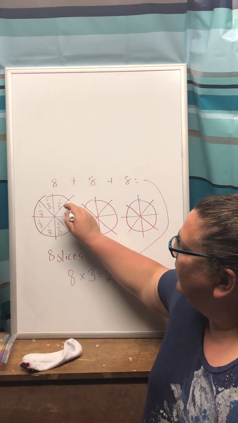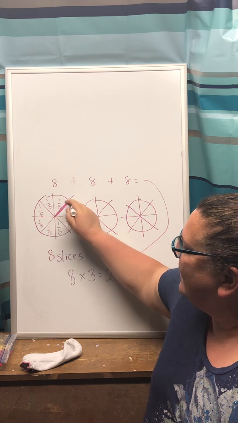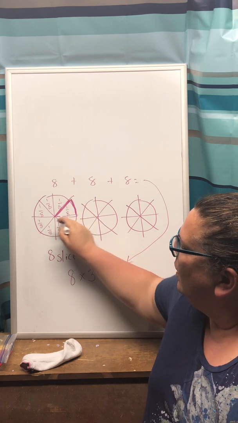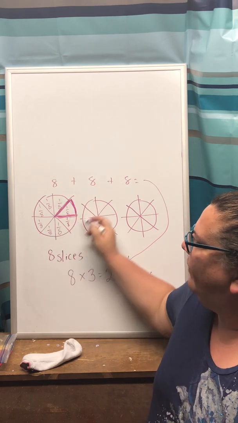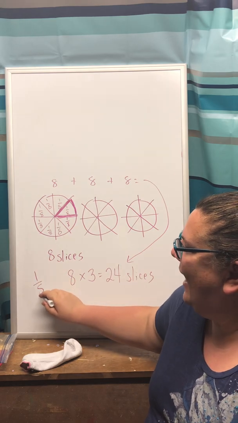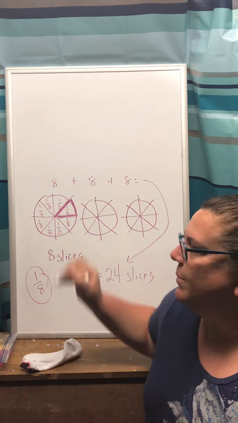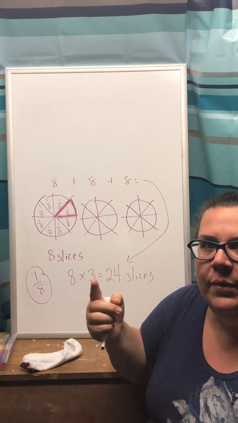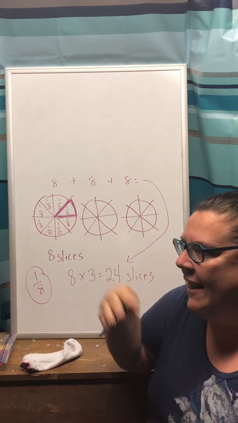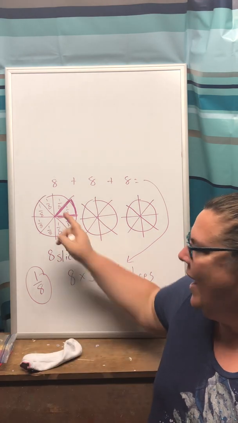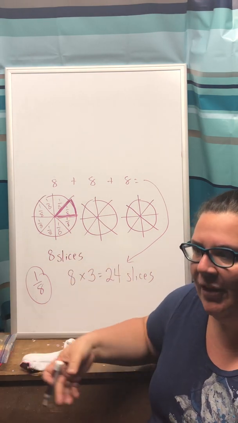So if I only took out this one piece, that fraction obviously is 1/8 of the whole. We're not looking at it in terms of all 3 of them because they're only focusing on the one pizza. So we're not saying 1 out of 24, we're saying 1 out of 8 because 8 pieces make the whole.